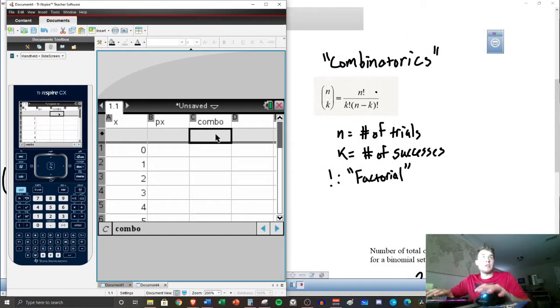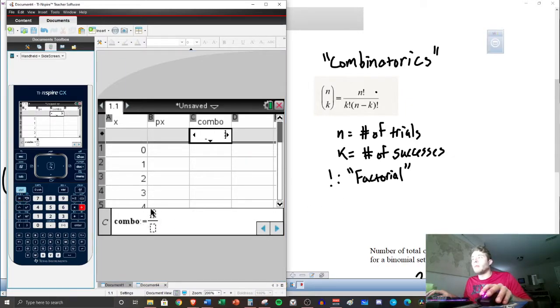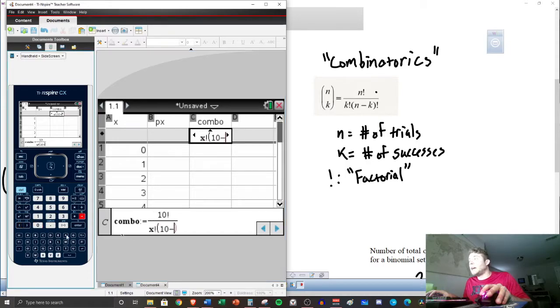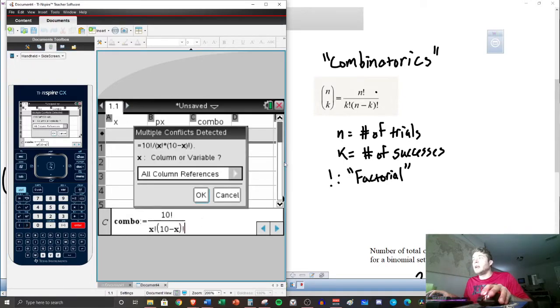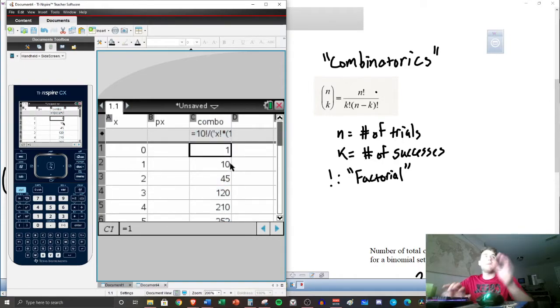So hit equals up in this gray box, make a fraction. I'm working right here in this space, so we need 10 trials, 10 factorial, over the number of successes, which is going to be X successes. So it's going to take this column here and put those successes in, and then we want 10 minus X factorial. Hit enter, and make sure that you pick the variable reference. So there's all of our combinations, and we're just putting them in here.